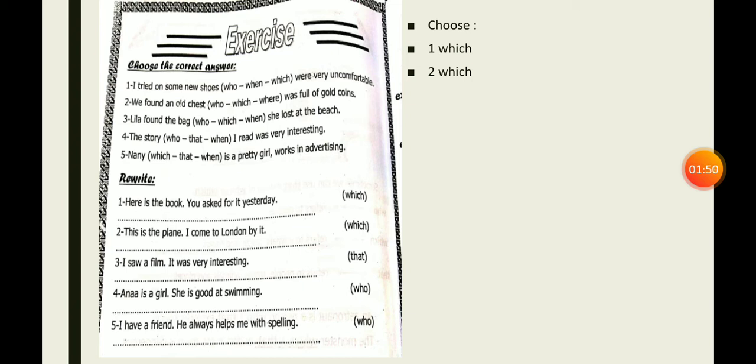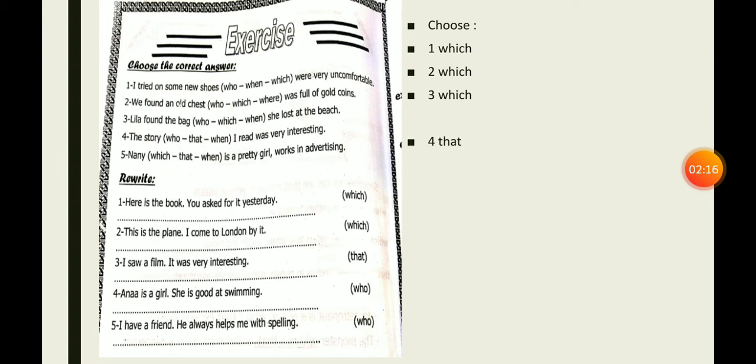Number 3, Layla found the bag. The bag is also a thing, so we will use which she lost at the beach. Number 4, the story. The story is a thing, so we will use which, but we don't have which. Instead of which, we can use that. That I read was very interesting.